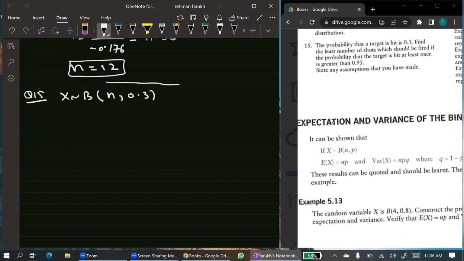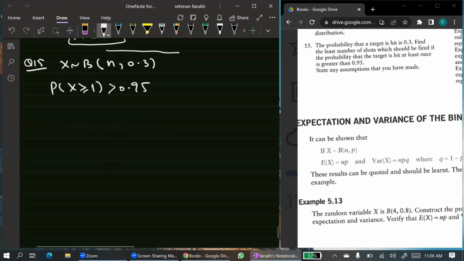Now, again we will read the question. The probability that a target is hit is 0.3. Find the least number of shots which should be fired if the probability that the target is hit at least once. Probability of x is greater than equal to 1, at least once, is greater than 0.95. State any assumption that you have made.